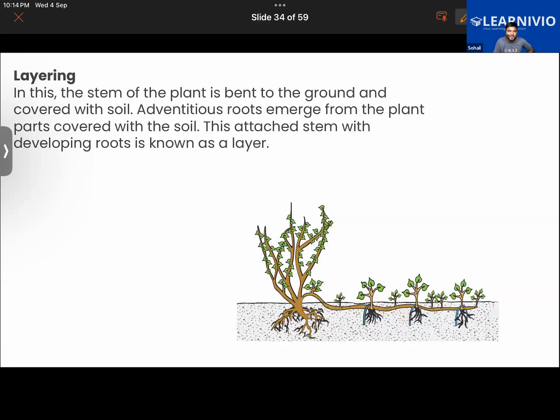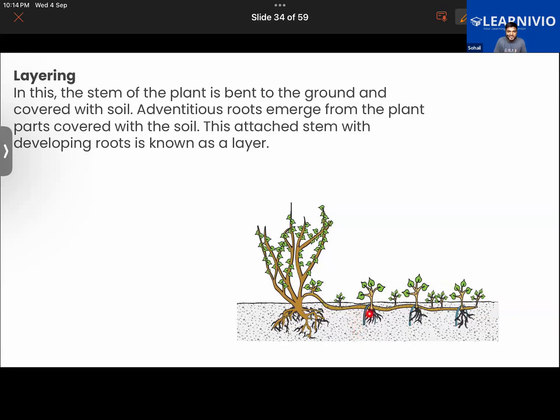So we are manually pressing down this stem. Okay? So we manually place it over here, and the stems are manually bent, and it is covered with soil also. And from there, adventitious roots will be developing. It will emerge out of the plant. Furthermore, we can again cover it with some more soil.